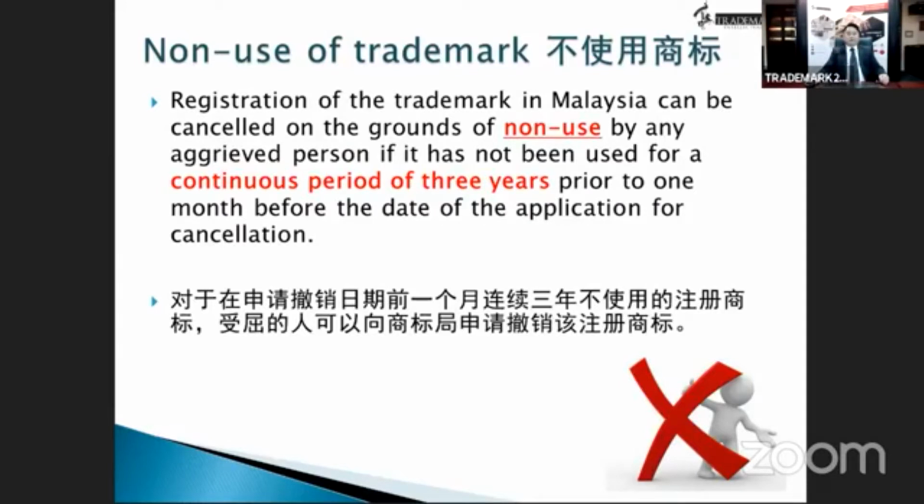And that's why I always recommend to clients, please, you must use your trademark after you get it registered, okay? Use doesn't mean that you have to sell. You can use it by advertisement, you can use it by giving samples away, that's using your trademark, all right? However, this is not automatic. Don't worry, this is not automatic. The aggrieved party, the third party, must file a lawsuit through the High Court of Malaysia to cancel off your trademark.